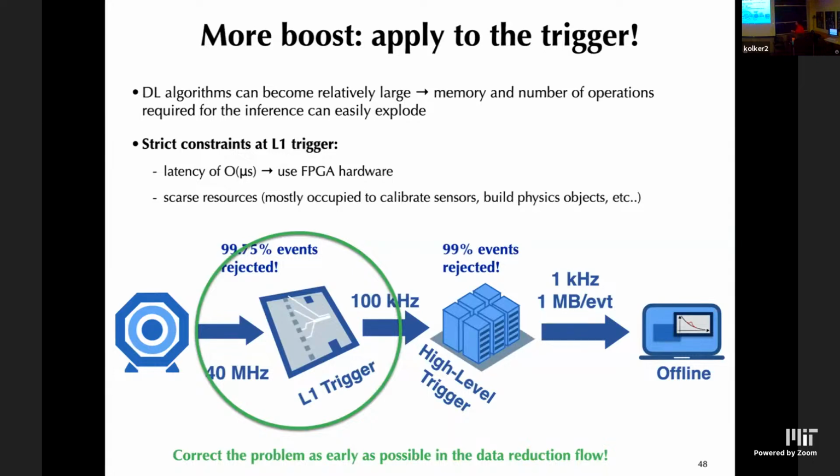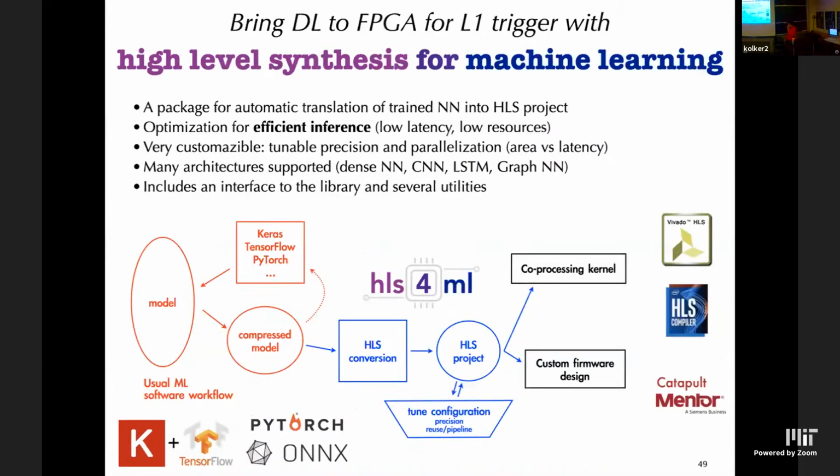And also we have scarce resources because we need also to build all the objects that we're going to use as input to a neural network. So we don't have a lot of space for a network. The networks need to be very fast and tiny, and this is particularly challenging. So we built our own tool to achieve that. This is called HLS4ML. You maybe heard about it.